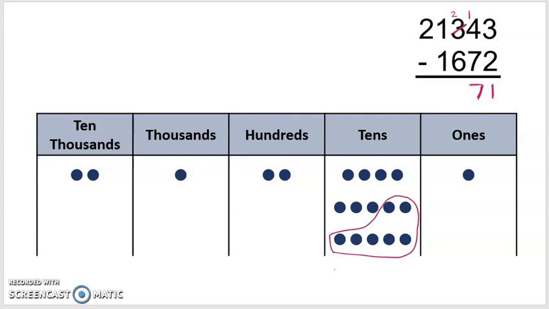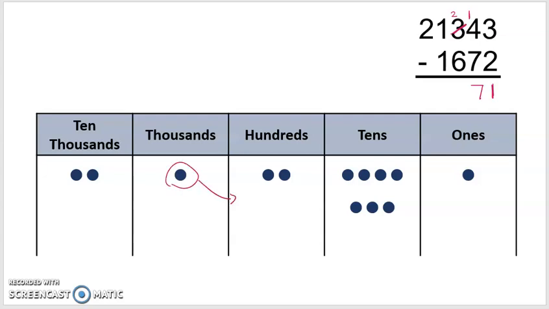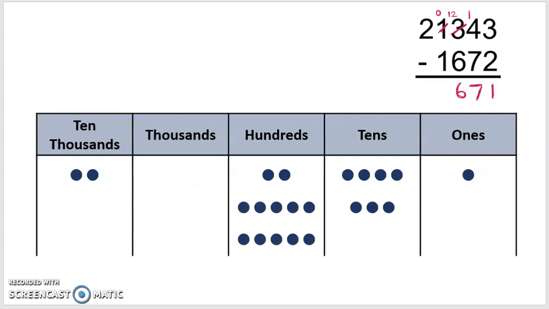That leaves me with 7, which I've already marked up above. So here's where we are. Now, we need to take away 600s from the 2 that are there. Again, I cannot take 600s from 200s, so I'm going to exchange one of these thousands for 10 hundreds, as so. Now I have 0 thousands, and with the 10 hundreds that were exchanged, I now have 12 hundreds.